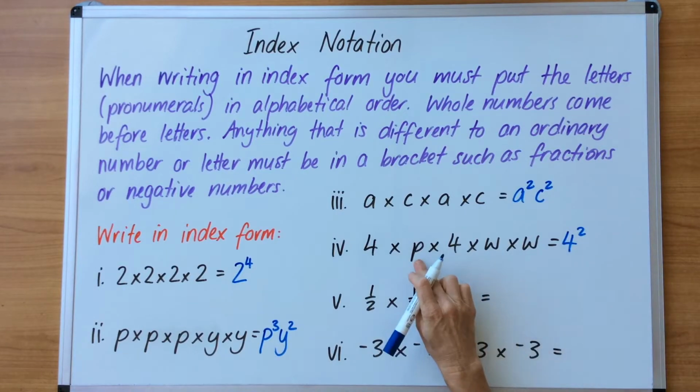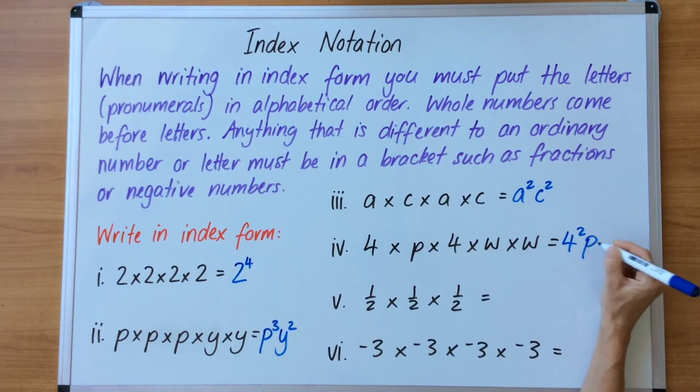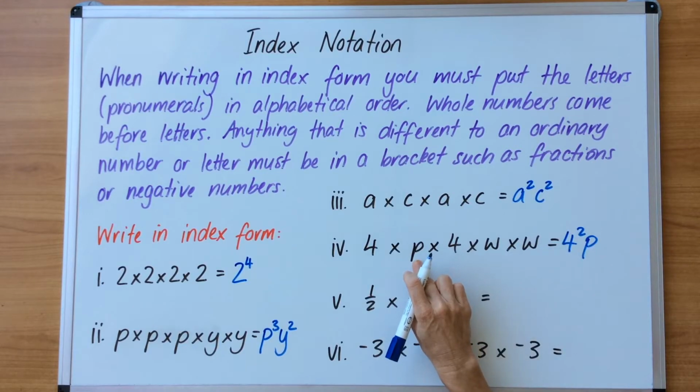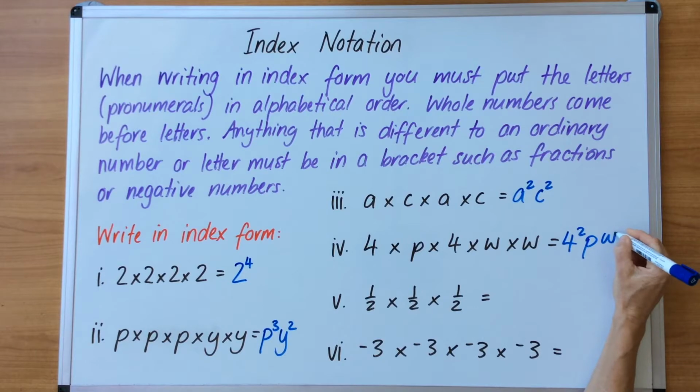I then look at the other pronumerals, the other letters given to me, and P comes before W. So there's only 1 P. Now I don't need to write P to the power of 1. If there's 1 P standing alone, it simply sits there alone. And then we have the W, and that is to the power of 2.